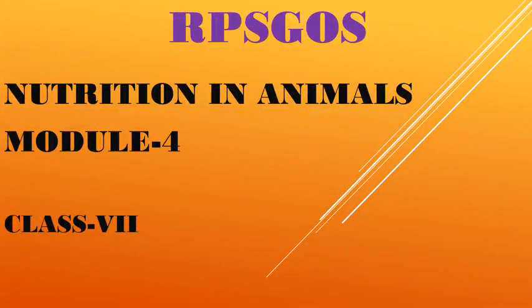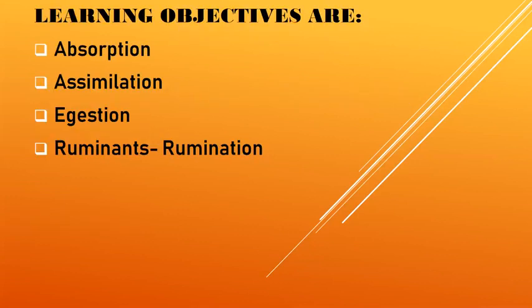Today, we will study Module 4, that is a continued part of the chapter Nutrition in Animals. In the previous module of this chapter, we discussed the process of digestion. Here in this module, we will discuss the process of absorption, assimilation, and egestion, and we will study about the special features of ruminants.